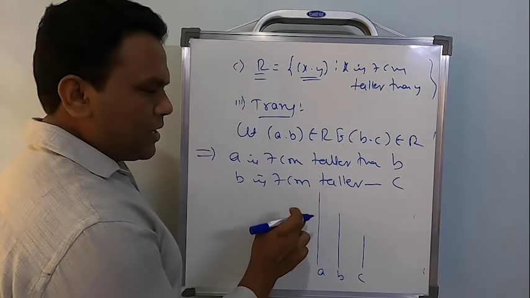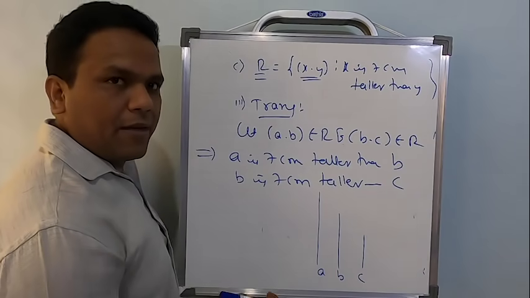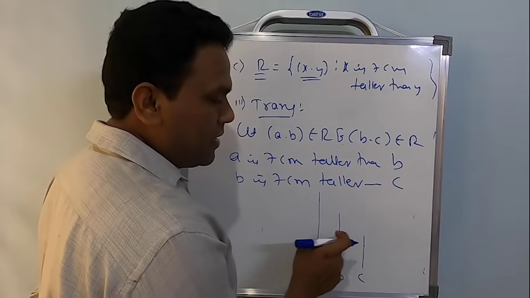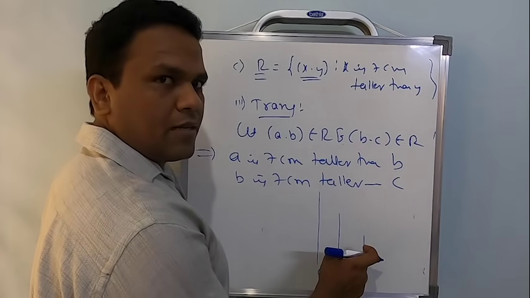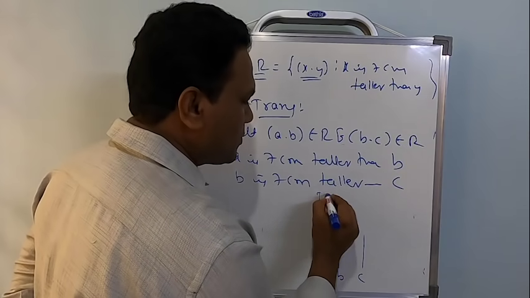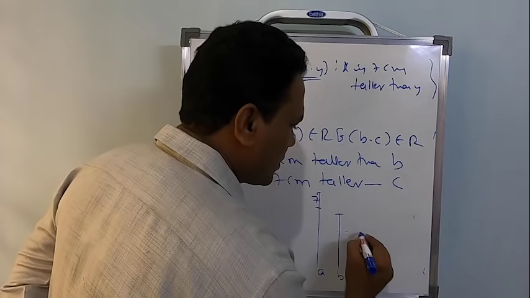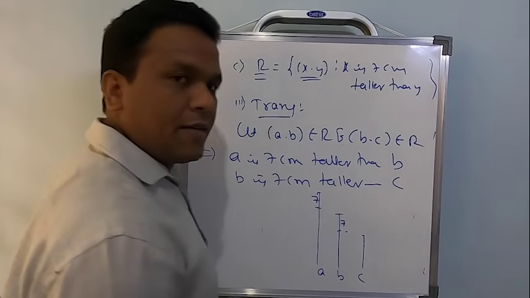Look here. Now what is the relation between A and B? A is 7 centimeters taller than B. What's the relation between B and C? B is 7 centimeters taller than C. So this much length will be 7, and now this much length, if I compare to this person, will be 7.